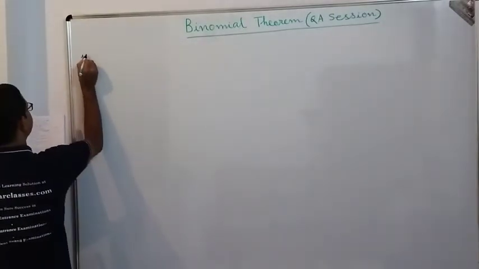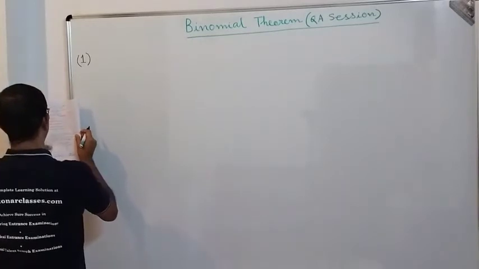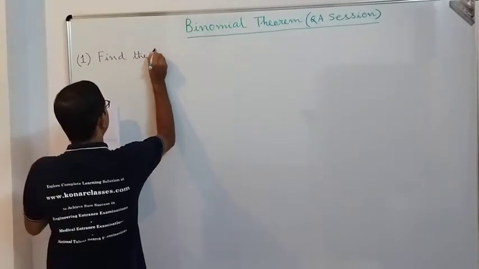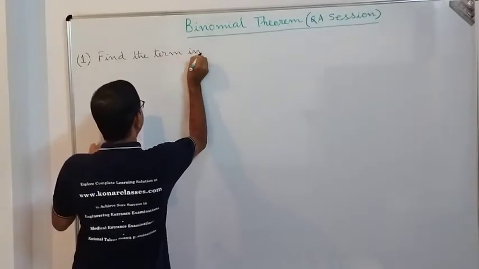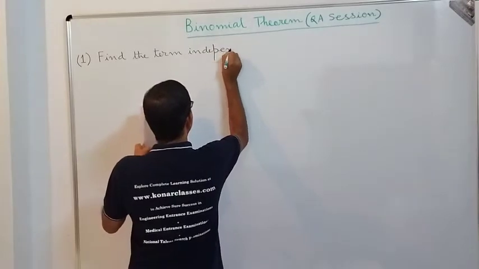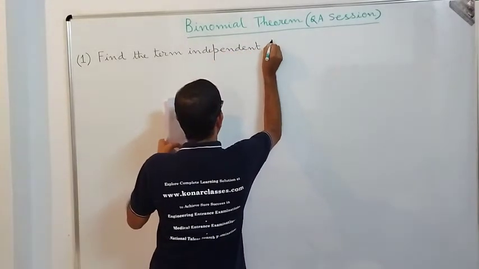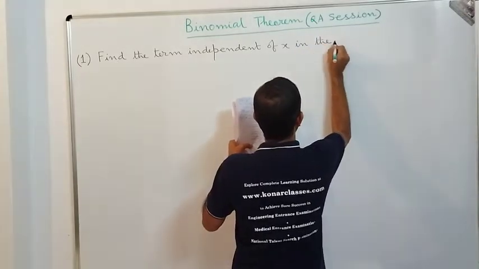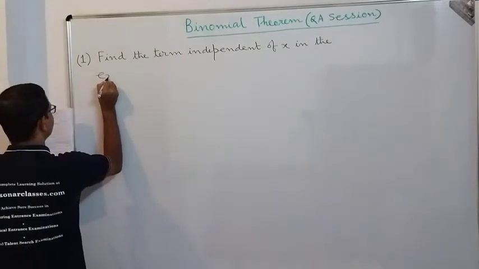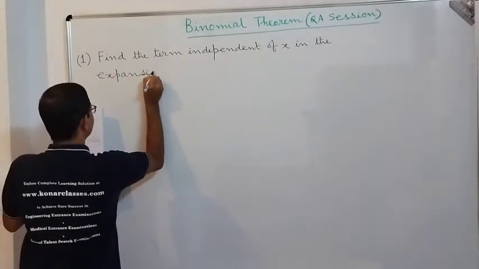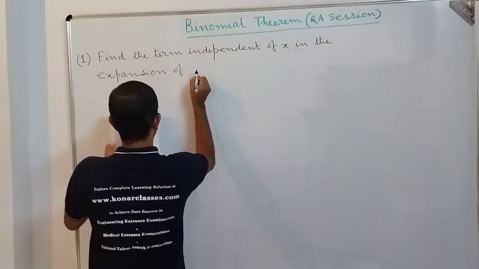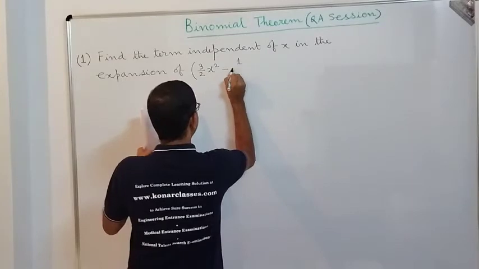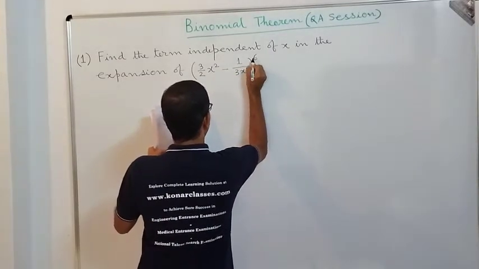The question is: find the term independent of x in the expansion of (3/2 x^2 - 1/(3x))^6.